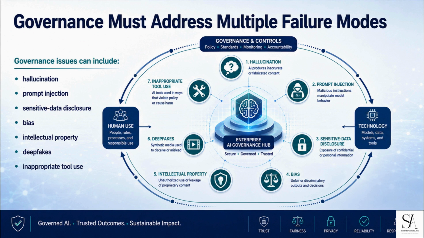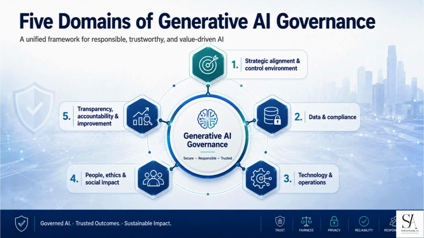A useful way to organize generative AI governance is through 5 broad domains. The first concerns strategic alignment and the control environment. The second concerns data and compliance. The third concerns operational and technology management. The fourth domain concerns human, ethical, and social considerations. The fifth concerns transparency, accountability, and continuous improvement. Together, these domains provide a practical structure for turning responsible AI principles into organizational controls.